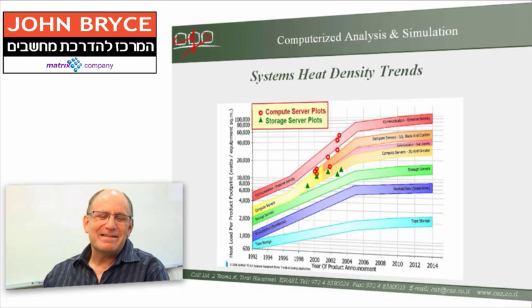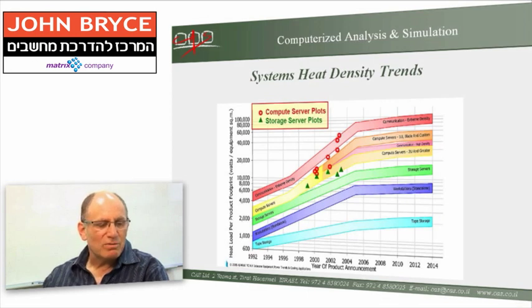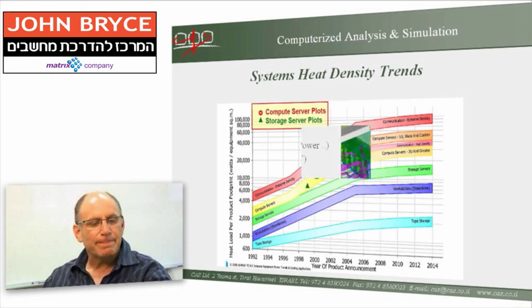System heat density trends. We can see that in the last years, the heat density is increasing every year. In these days, at data centers, we get more than 20 kilowatts per square meter, which is a lot of heat.